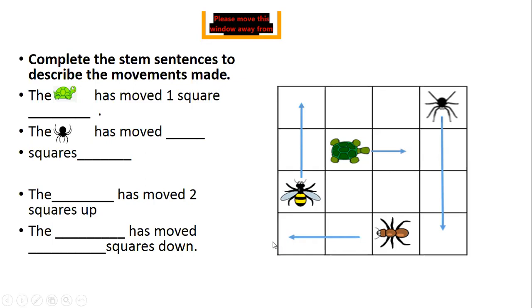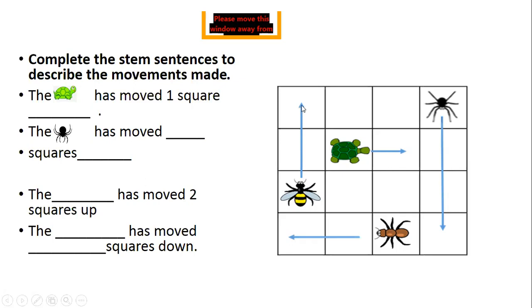Is it moving down? Is the arrow showing down? Which of the arrows is showing down? The spider. Yes? You whispered the answer. Come up, let me hear you. Spider. The spider. The bee is showing up. This is an arrow showing up.